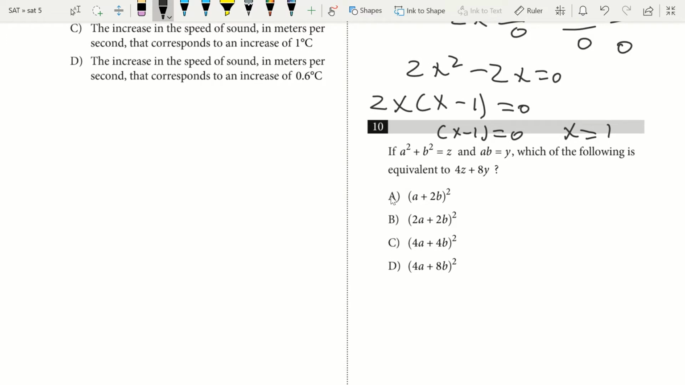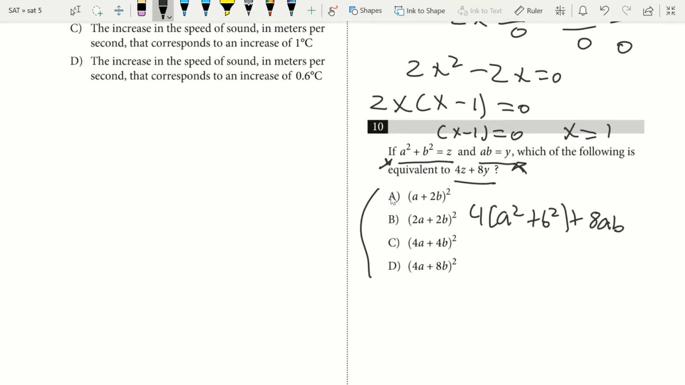Question 10. If a squared plus b squared equals z and a times b equals y, which of the following is equivalent to 4z plus 8y? Well, we're given our z in this equation, and we're given what our y equals in this equation. So we're going to go ahead and plug those equations in so we can find which equation of our answer choices is equivalent. So we have 4 times z, and we're told that z is a squared plus b squared.